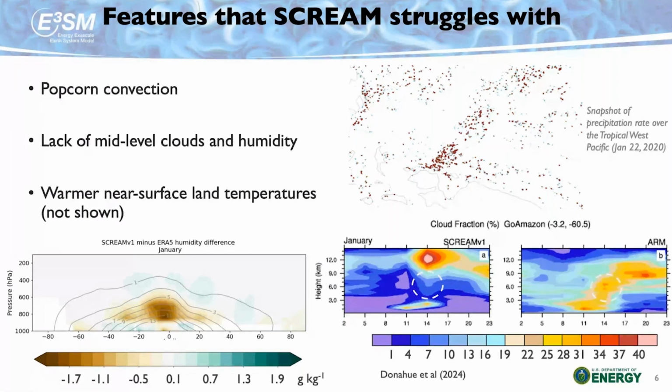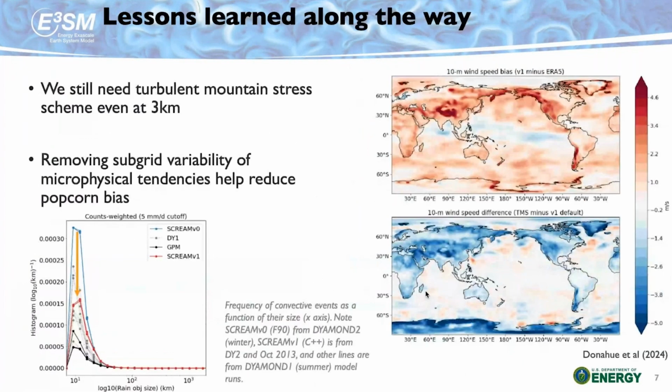We also see within SCREAM, and we've made some improvements, that SCREAM has a warmer near surface land temperature that I'm not showing here. And along the way of trying to evaluate SCREAM, we've also learned a few lessons. One of the things that we noticed from early on from the V0 version of the model, and now we saw it also in the 4-season simulation, was the fact that the 10-meter wind speeds were biased strongly. This is a spatial map, and if we look at where it's just stronger compared to reanalysis, we see that it happens a lot over topography.